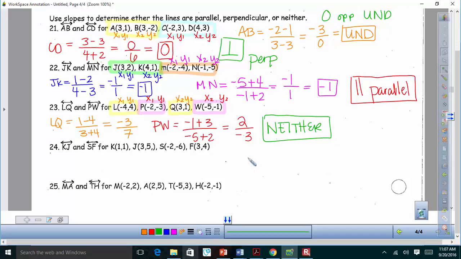Okay, do we need more examples of finding slopes? Okay.